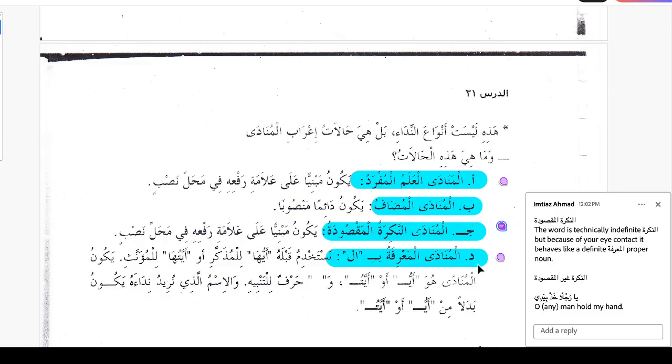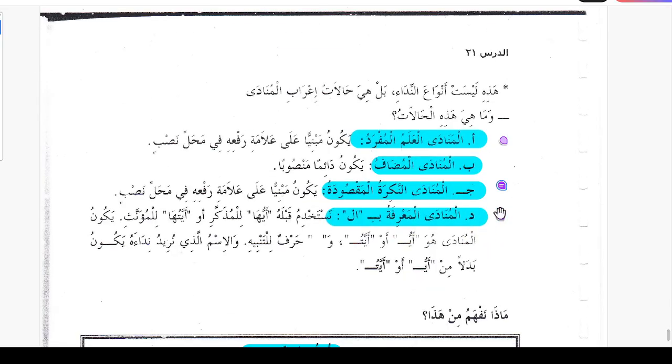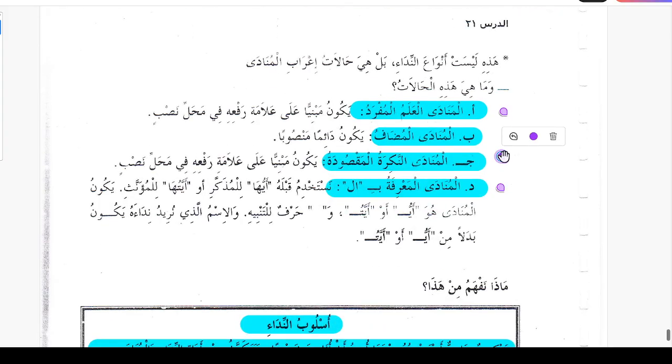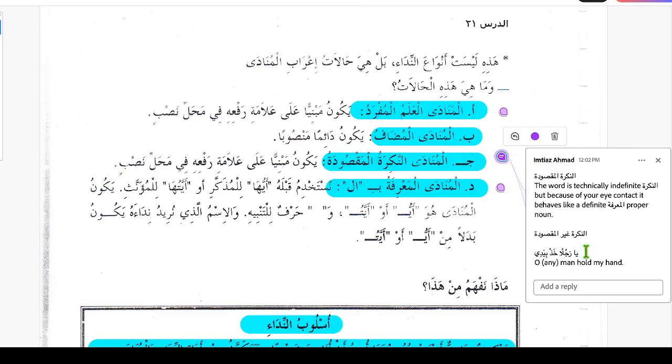So this is not mentioned, but because this is Ya Rajulun, Ya Rajul, but here for the case of nakira, okay, so if it is Ghayr Maksuda, then it's gonna be mansoob. Ya Rajulan Khuz biyadi, oh any man, hold my hand. So just remember the difference.